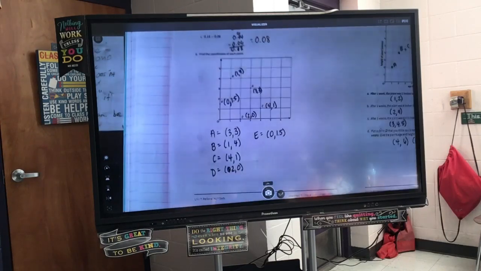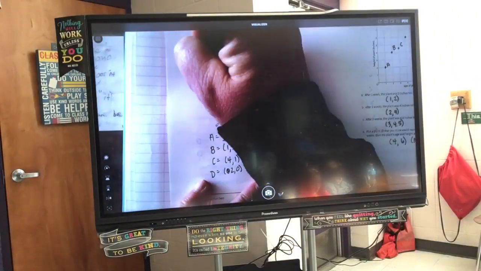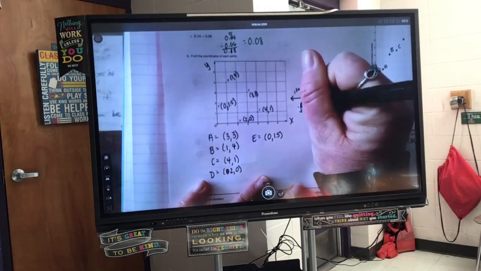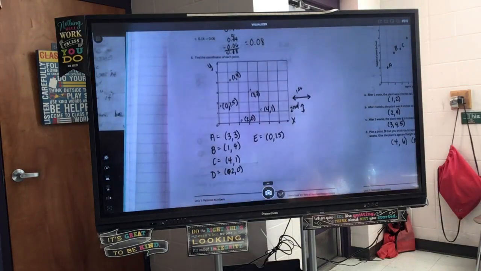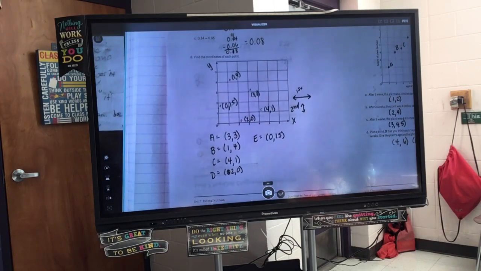Looking at number 6, it put points on there and you had to write the coordinates for each one. Remember, this is your X, this is your Y. You always go to the left or right first, and then up or down second. So for A, it should be 3, 3. For B, it should be 1, 4. For C, it should be 4, 1. For D, it should be 2, 0. And for E, it should be 0 and 1.5. Again, thumbs up when you have this information so that I know we can move on.